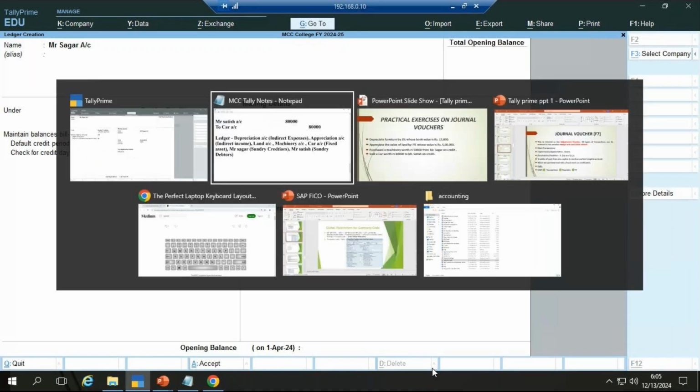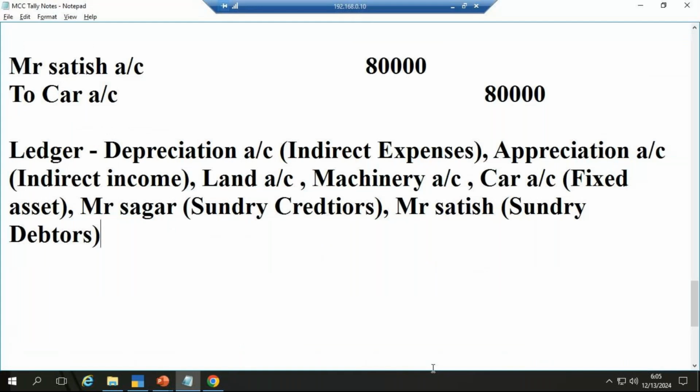Yeah, sure. So first depreciation and appreciation is done, ma'am. Depreciation account, indirect expenses; appreciation account, indirect income. One by one you have to create it and save it. Depreciation account is the name of a ledger, comes under indirect expenses. Control A. After that, appreciation account is the name of a ledger, comes under indirect income, save it.